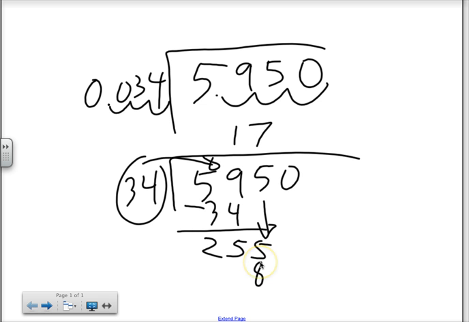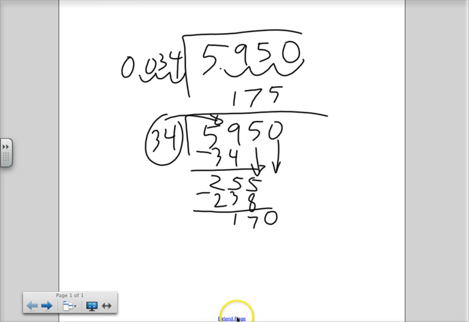So 7 times 4 is 28, so 8 keeps the 2. 7 times 3 is 21 plus the 2 is 23. That becomes 17. Is that correct? Yes. Then you bring down the 0. 34 goes into 170 how many times? 5 times. So 5 times, it will be 170 exactly. So you end up with a 0 remainder, and your answer is 175.